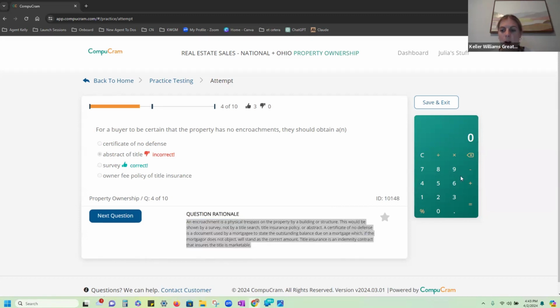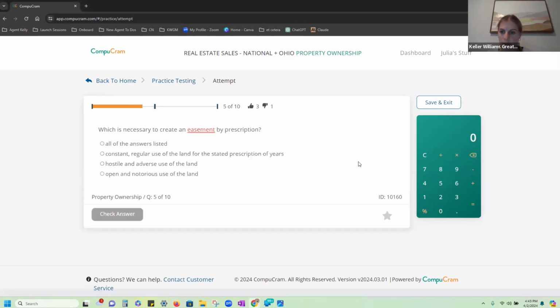And that is done by the auditor. Normally like a county auditor would go out to do a survey. Abstract of title was a good guess, but that would be for liens. You would do an abstract of title, not for encroachment.